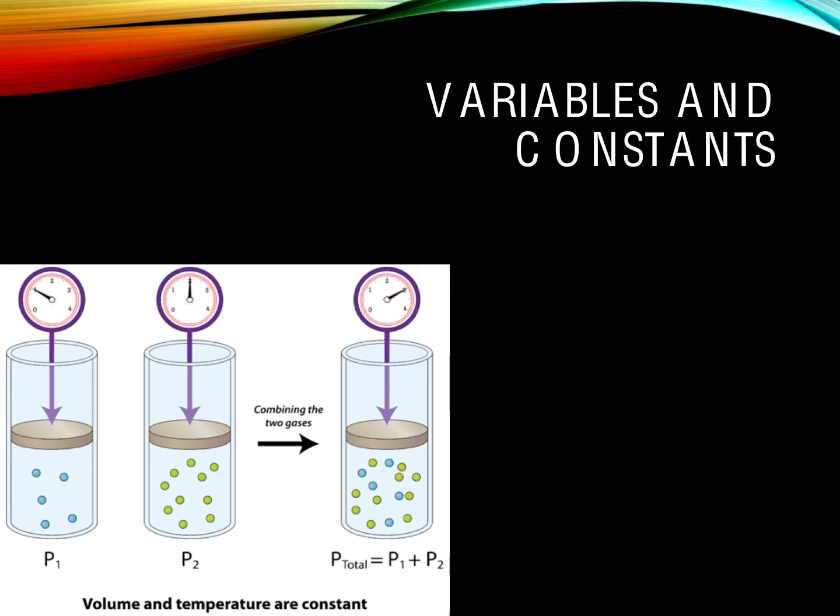So the way this is typically written in an equation is your P total is equal to P1 plus P2 plus however many more samples that you have.